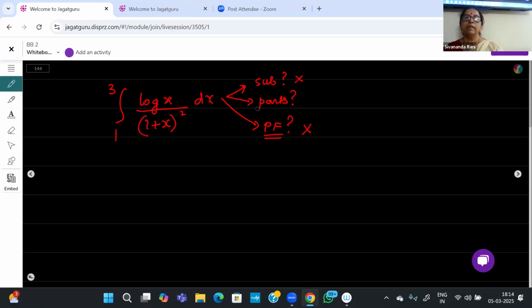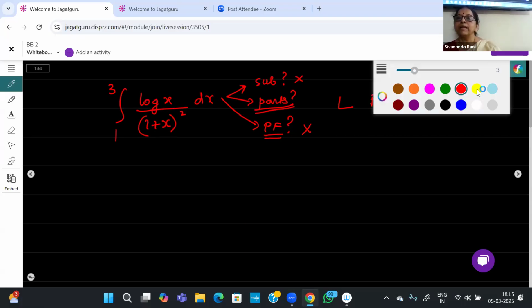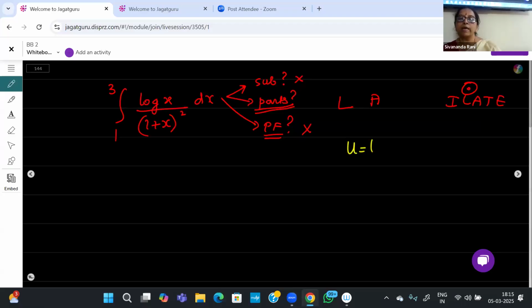Okay. I think parts will work best for this. But if it were to be parts, I have to find out what the involved functions are. One seems to be logarithmic, other seems to be algebraic. The code word being ILATE, L comes first, isn't it? So I need to take u as log x and dv as 1 by. I'm sure many of you would have realized this already and you're working on it, but I'm just telling you that it works well with parts.